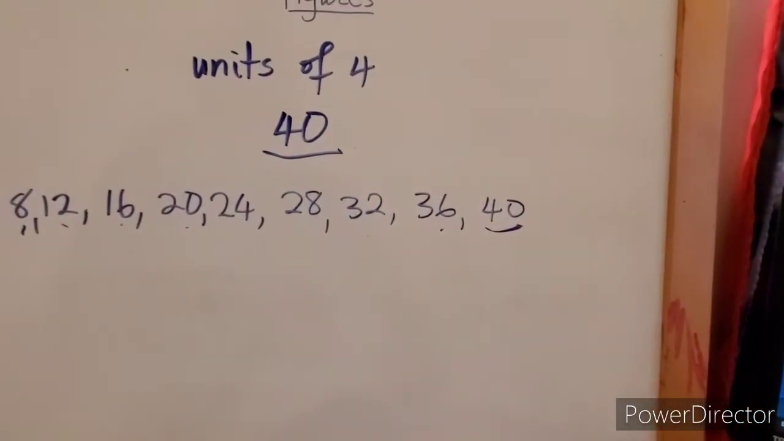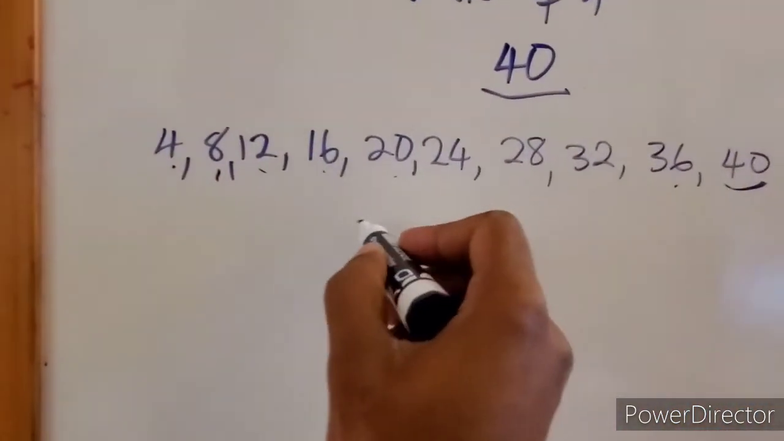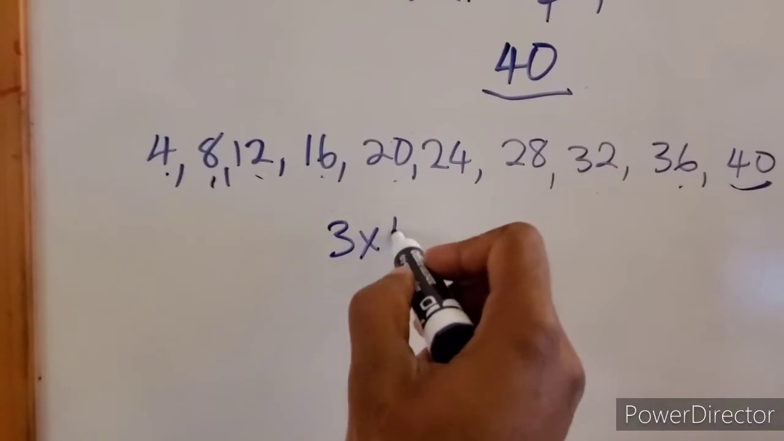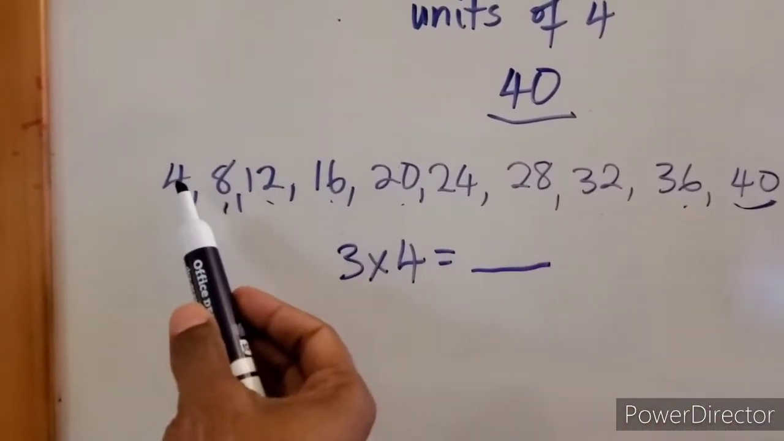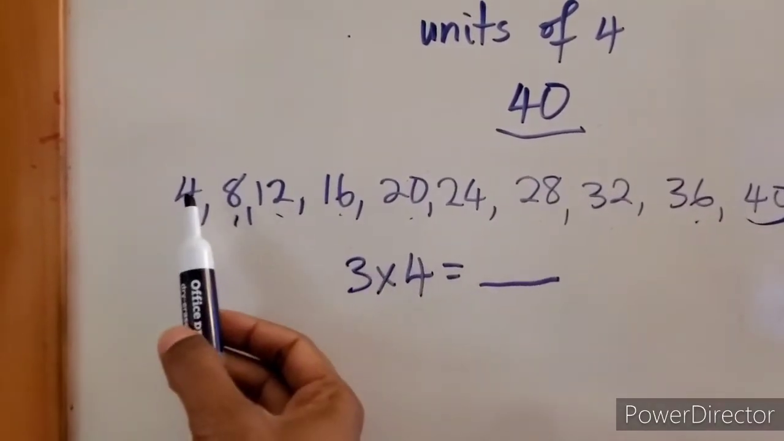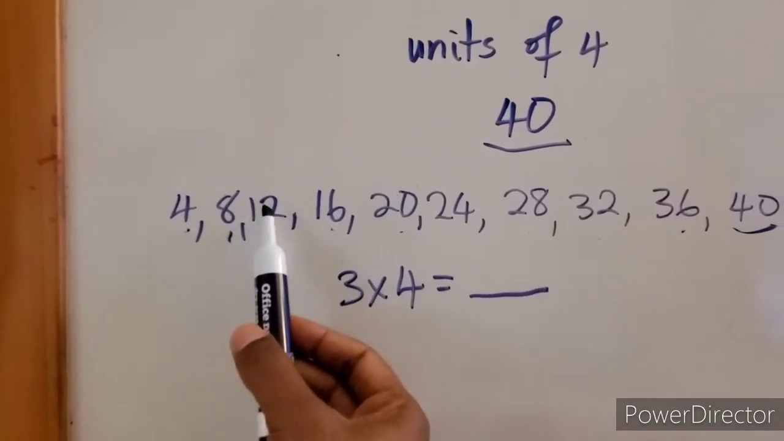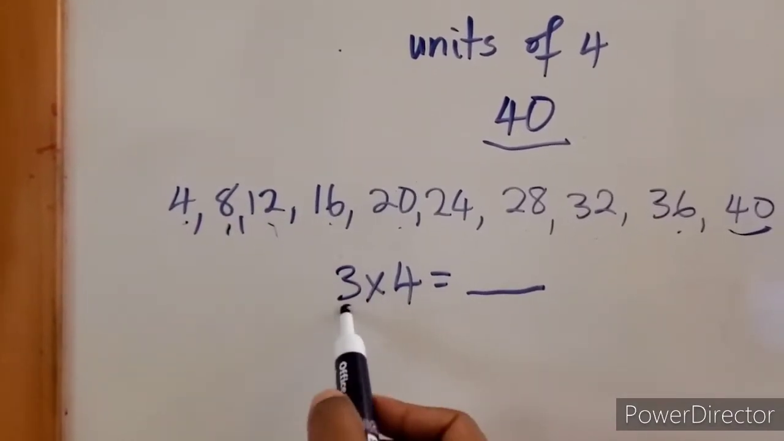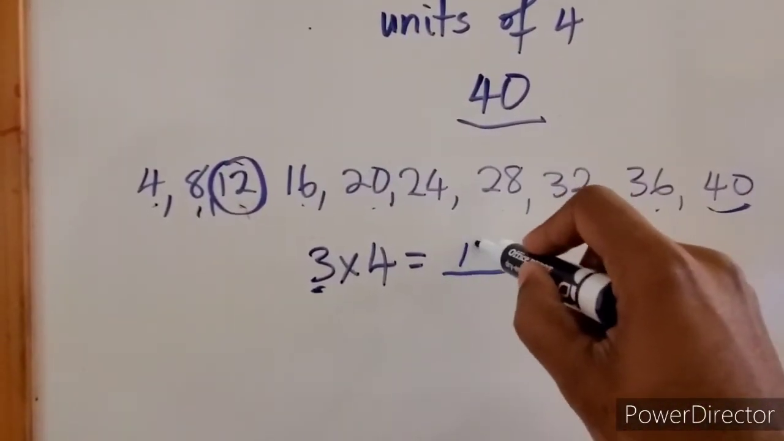Okay? Now, you could also write down, and you could practice this, 3 times 4. What is 3 times 4? And you can look back in your counting by 4. So let's go by 4 again. 4 times 1 is 4. 4 2's 8. And 4 3's 12. So your answer is 12 right there.